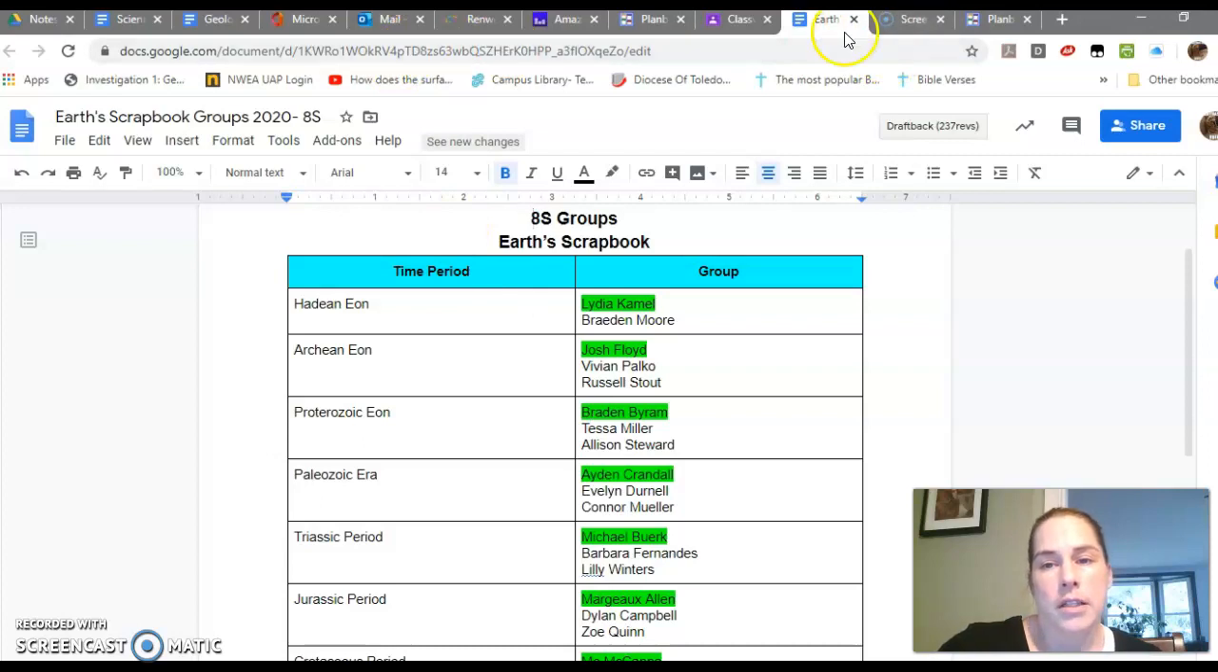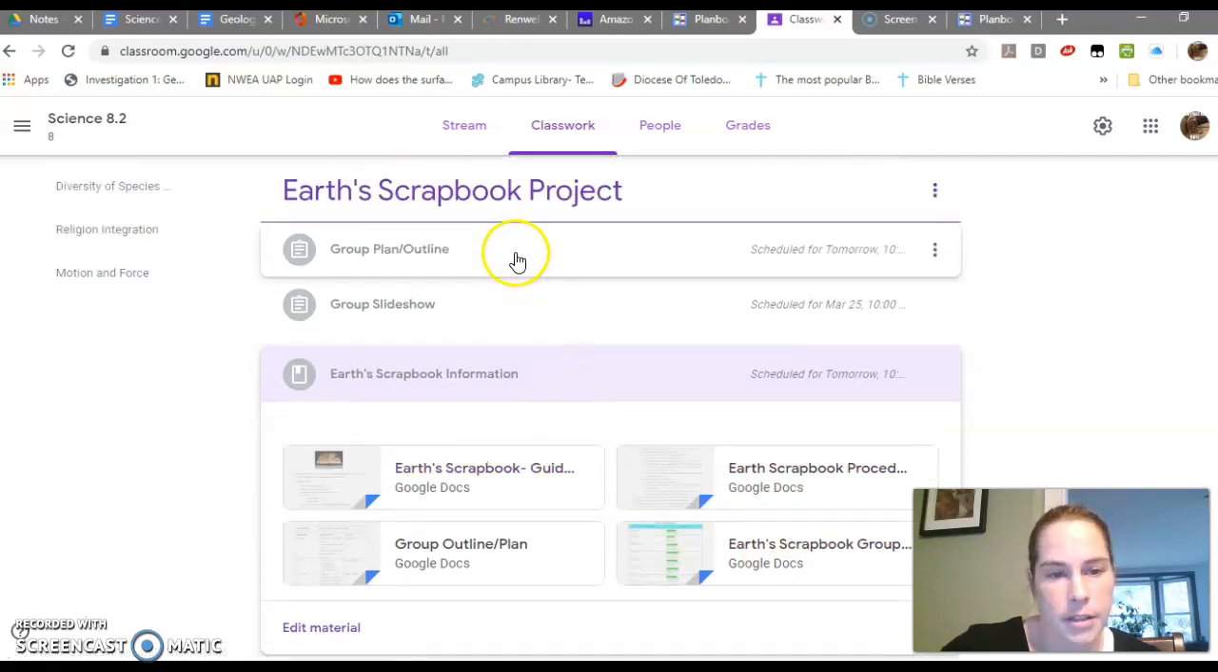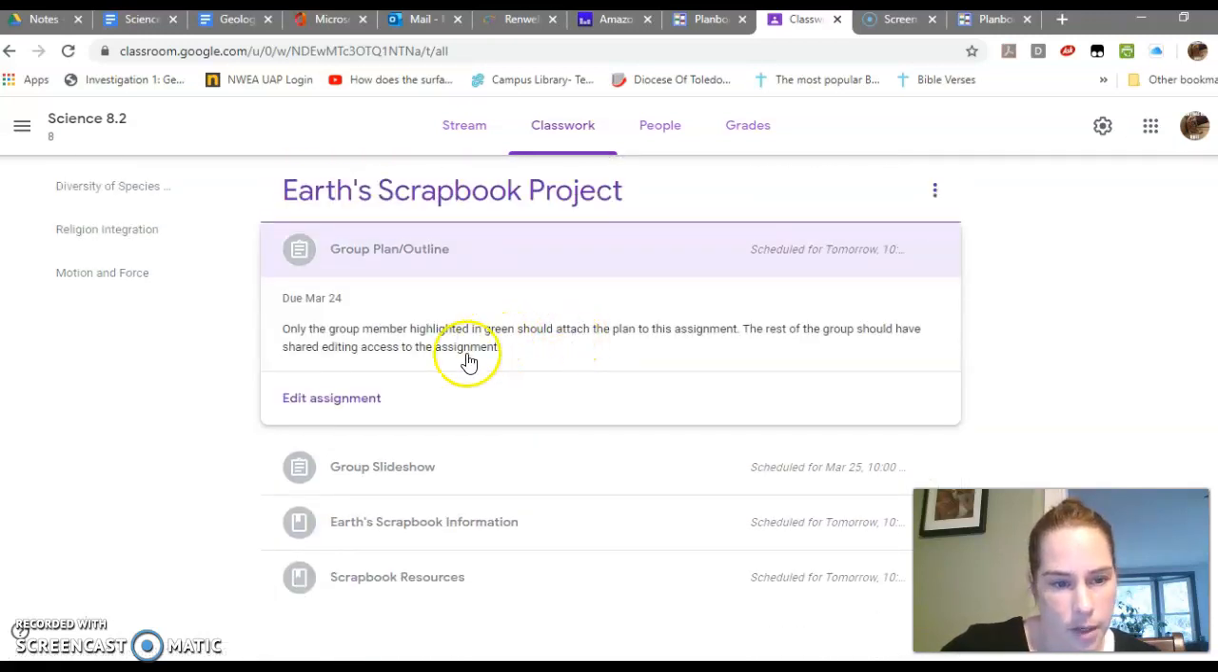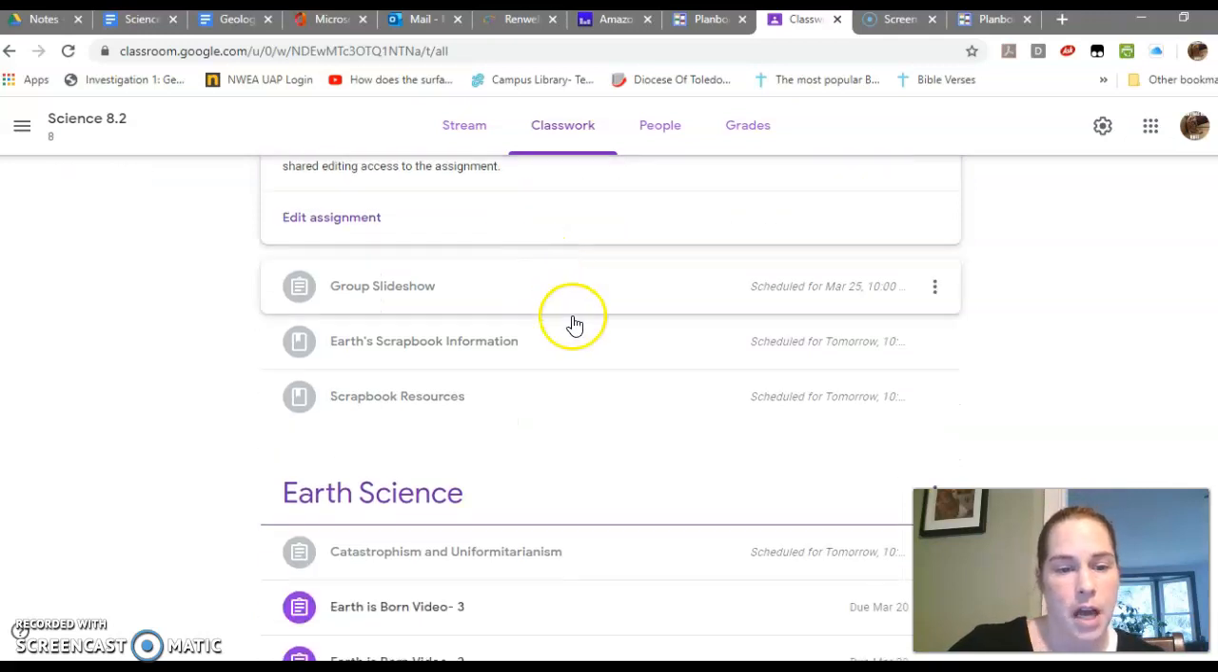Okay, so let's go into a little bit about what I'm talking about as far as an outline. You will find, this will open for us on Monday, the assignment here. It says only the group member highlighted in green, that's your group leader, needs to attach the plan to this assignment. It's called group plan / outline. The rest of the group should have shared editing access to the assignment. You have to make sure you allow them to edit.